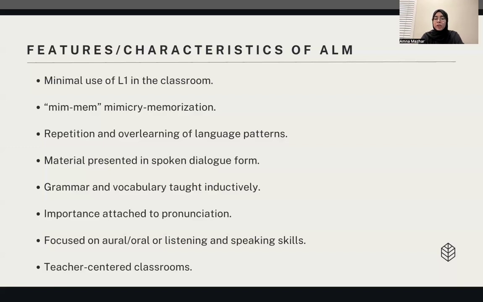The audiolingual method classrooms are teacher-centered. The teacher is the main focus of the classroom, or the main person that's giving the input for the language. The students are passive learners.